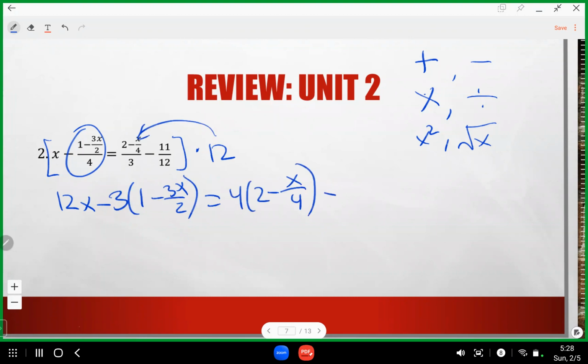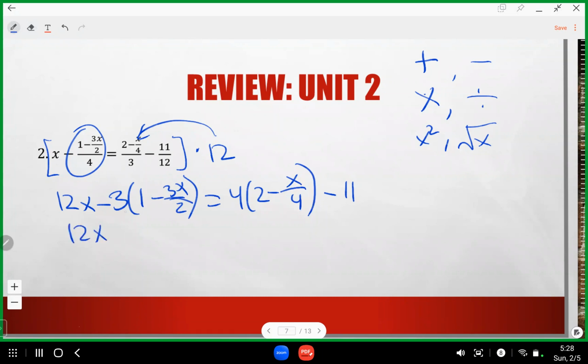All right, and finally, Isabella, what is 11 over 12 times 12? 11. Nice. Okay, so now we're done, right? But we're not done yet, because we need to multiply everything by 4 now, because we still have this denominator. It's annoying to deal with, right? Because we don't want that. It's hard to solve with that. So let's just multiply everything out real quick.